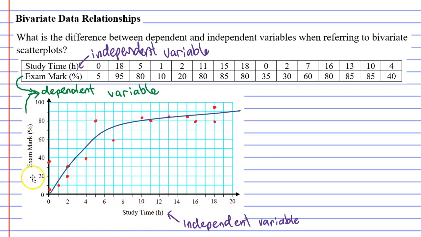So why do we refer to the exam mark, or the vertical axis in this case, as the dependent variable? To answer this, we need to look at why we make bivariate scatterplots. And the whole reason we make bivariate scatterplots is to make predictions.